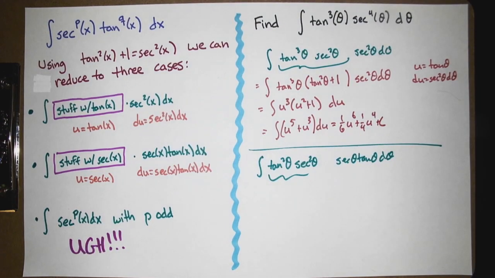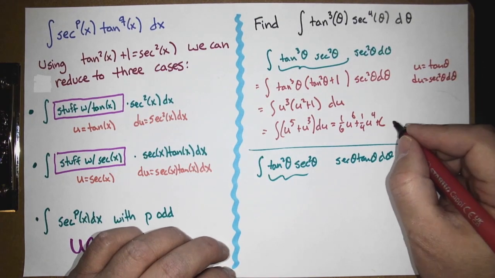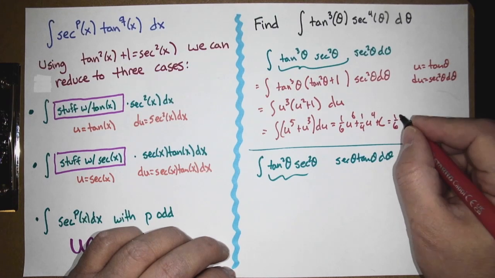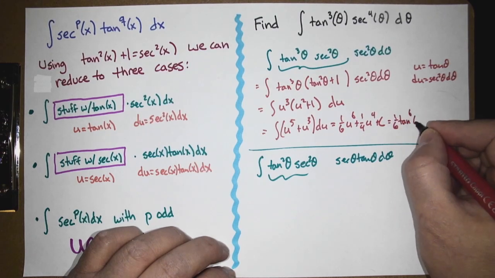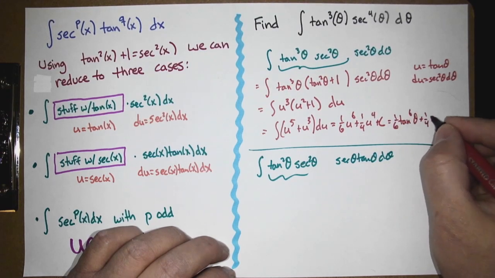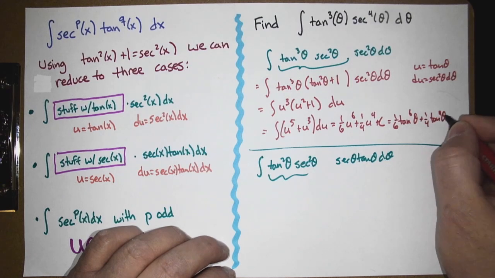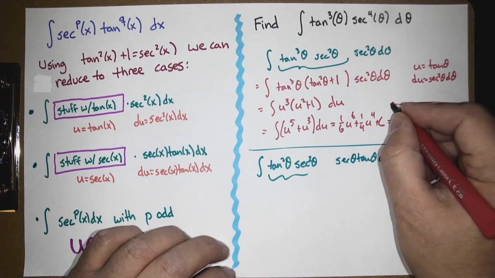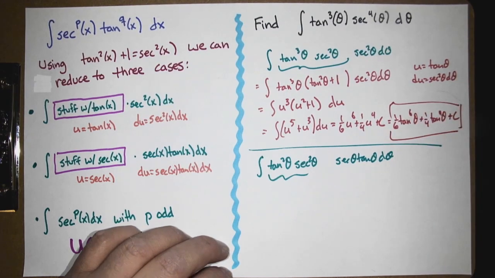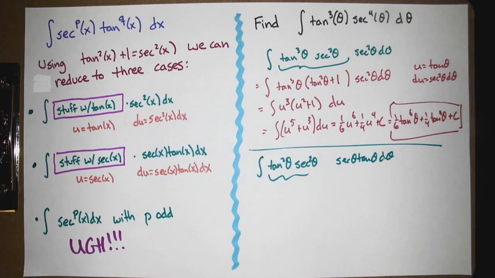Are we done? We've got to get back to where we started. So we replace u by tangent. This is 1/6 tangent to the 6th theta plus 1/4 tangent to the 4th theta plus c. And there's our answer. That's if we went down that route because it worked out.